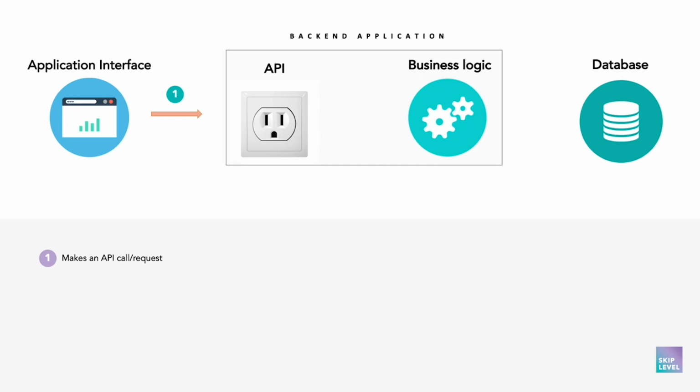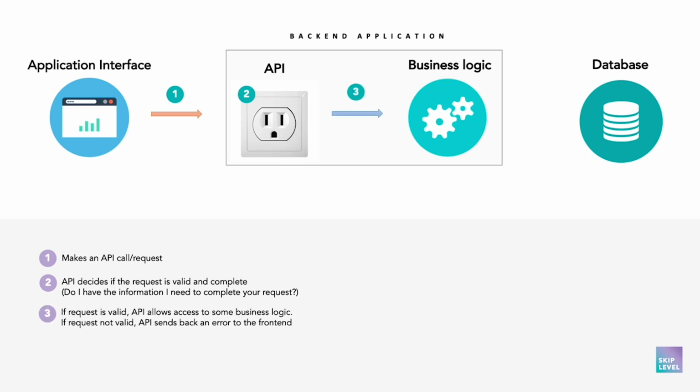The API request will make its way to the backend application and first hit the API. The API acts as a gateway, so it's going to check that the request is valid and complete. So using the Google search example, the API will receive the request from the front end. It's going to take a look at the request and it may say, hey, you didn't include a search term. I need the search term in order to send you back some search results. So if the API request does not contain a search term or an invalid search term, then the API will spit back an error. If the API request passes the smell test, the API will hit some business logic.